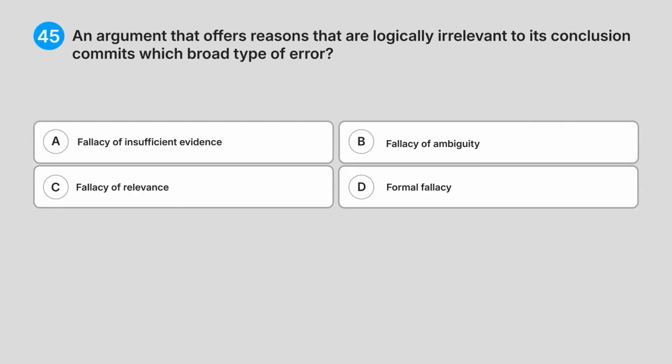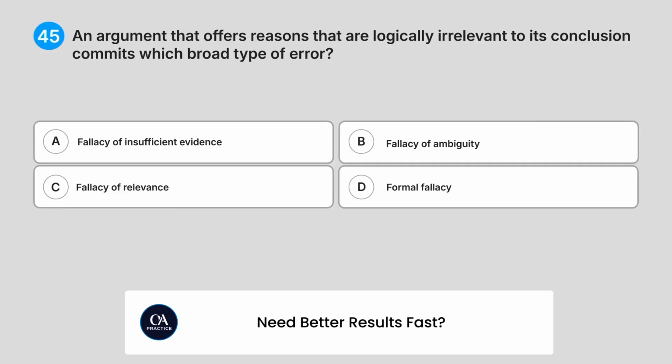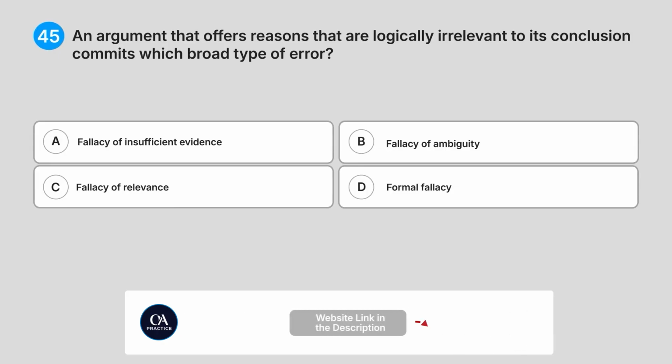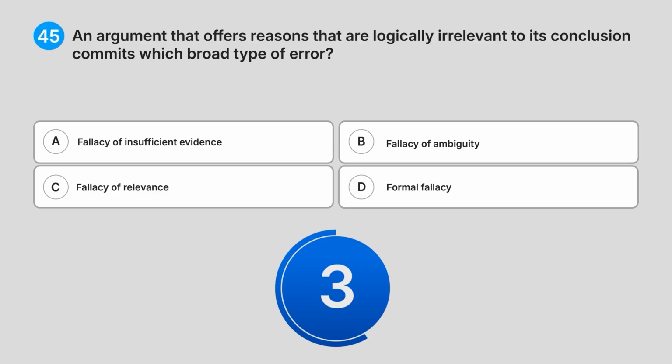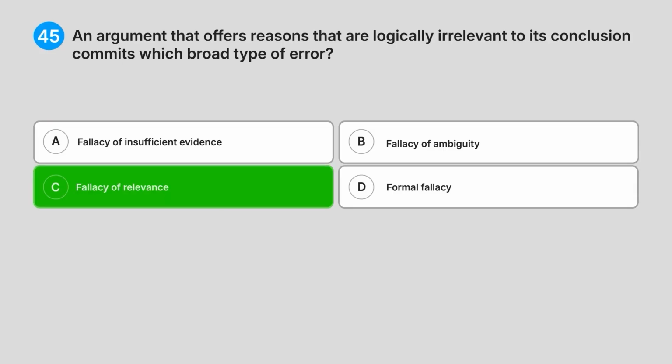An argument that offers reasons that are logically irrelevant to its conclusion commits which broad type of error? A. Fallacy of insufficient evidence. B. Fallacy of ambiguity. C. Fallacy of relevance. D. Formal fallacy. Do you know the answer? Correct answer, C. Fallacy of relevance.